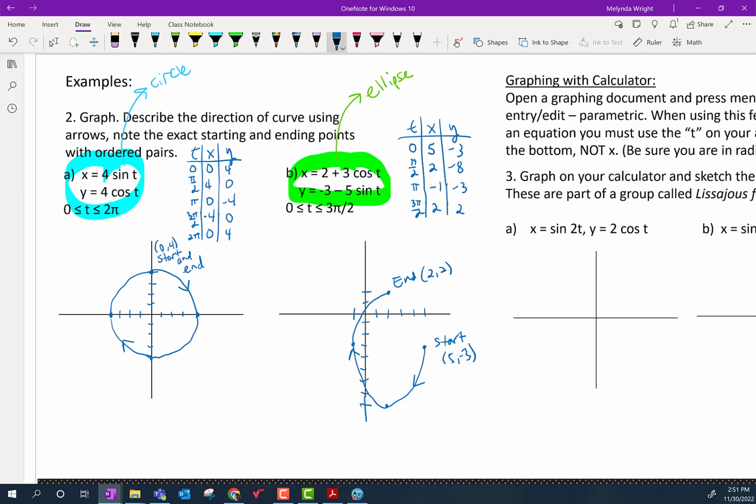How come I didn't get to finish my ellipse? Because of this right here, it stopped me. This interval, this restriction, stopped me at 3 pi over 2. How much more would it have taken me to finish? To 2 pi, right? Just regular 0 to 2 pi would have let me finish.